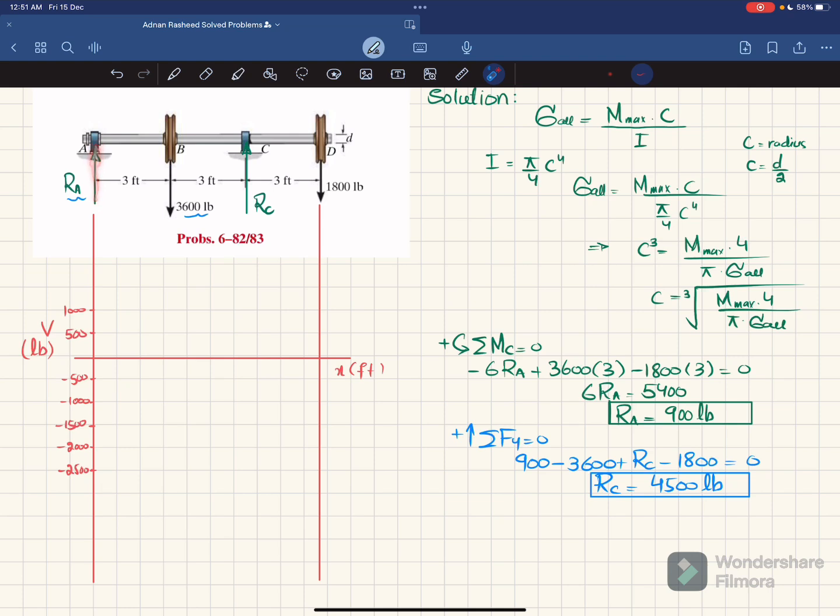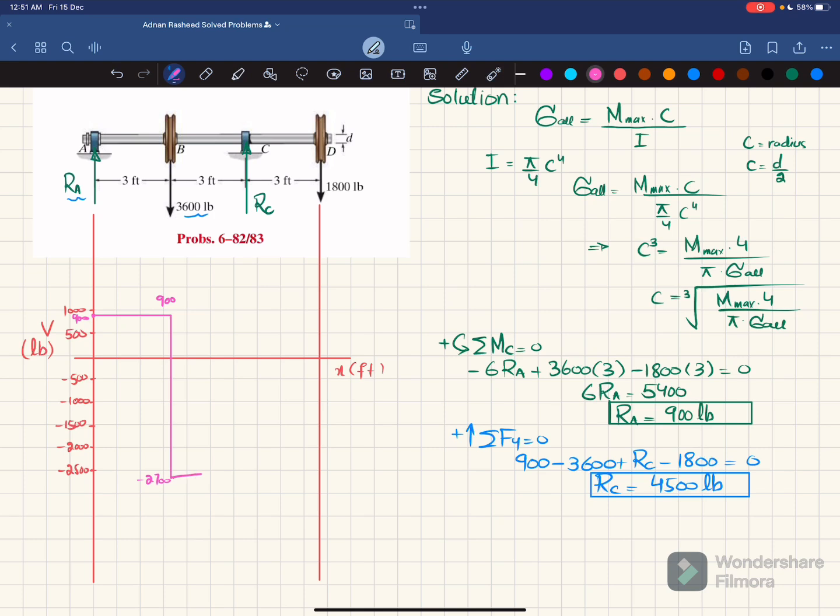The first point is at point A. We have RA which is 900, so your first point will be 900. Moving from point A till point B, there is no other shear force, so it will stay 900. But at point B we have a load of minus 3600, so it will change to minus 2700 at point B. So the shear force will change from this to this, minus 2700.